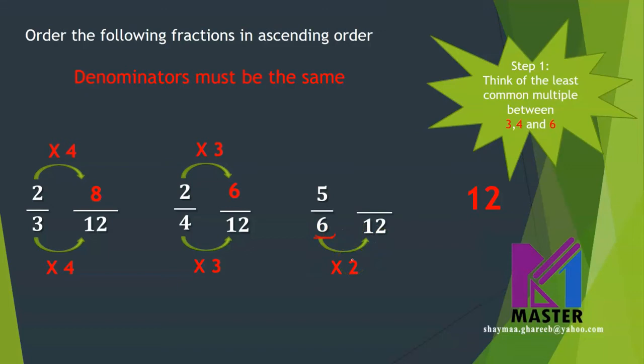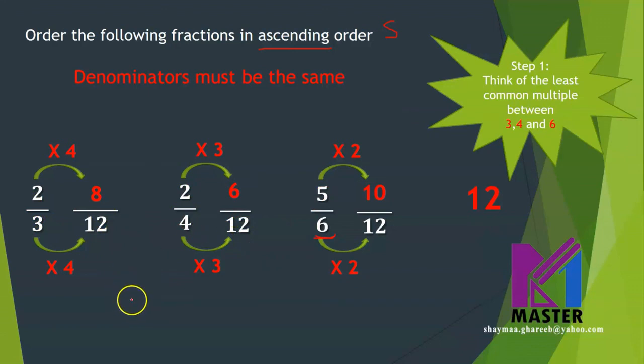And I will do exactly the same with the 5. So it will be 5 times 2 equals 10. Now I have 8 over 12, 6 over 12, and 10 over 12. I will start to arrange them in ascending order, which is start from the smallest fraction. The smallest fraction here is 6 over 12.